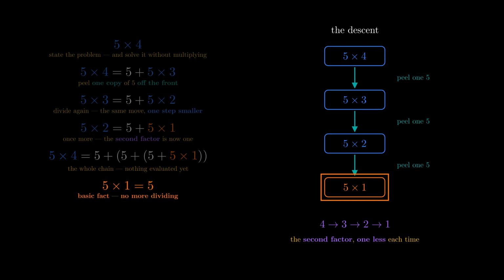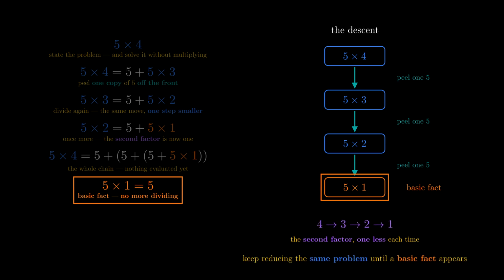Now stop. 5 times 1 is just 5, a basic fact we can solve outright. No more dividing needed. The trust is the whole strategy. Keep reducing the same problem, slightly changed, until a fundamental fact appears.